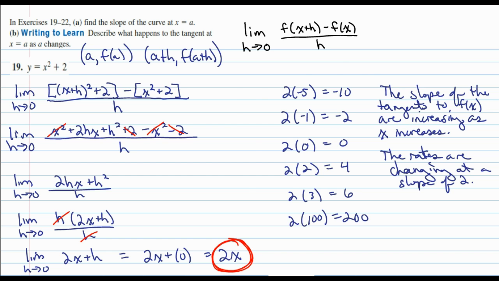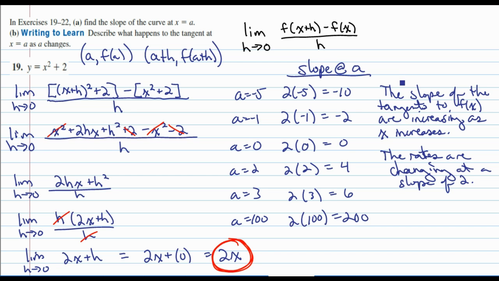So that's what I'm doing here. To find the slope at a bunch of different specific x values, I plugged them in. When x equals negative 5, the slope is negative 10. When x equals negative 1, the slope is negative 2. When x equals 0, the slope is 0. When x equals 2, the slope is 4, which we already knew from a previous example. When x equals 3, it's 6, and then I'm like, oh, what happens at 100? Well, I plugged in 100, and the slope is 200.